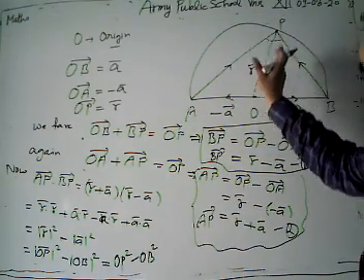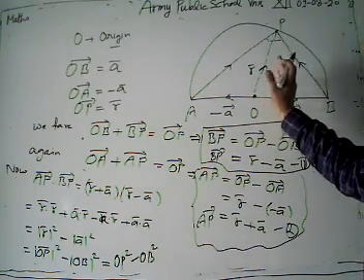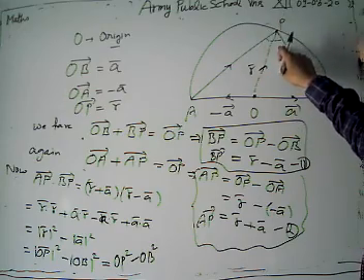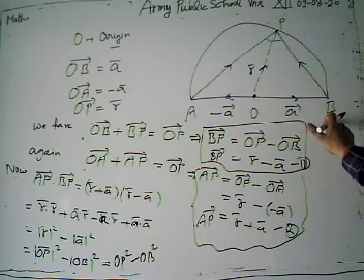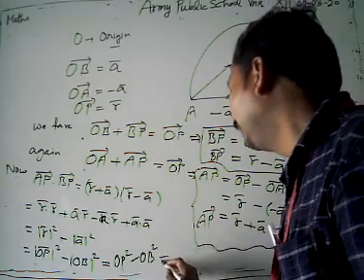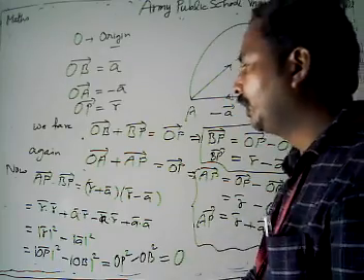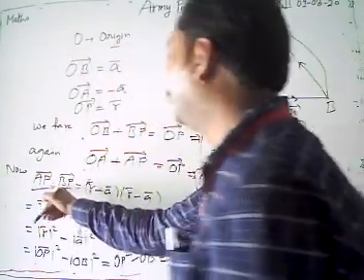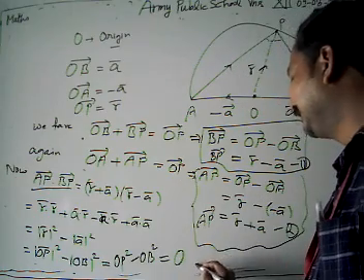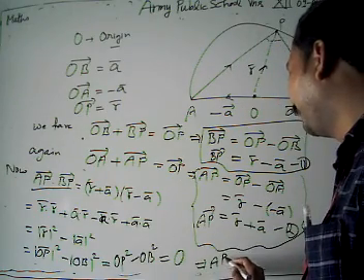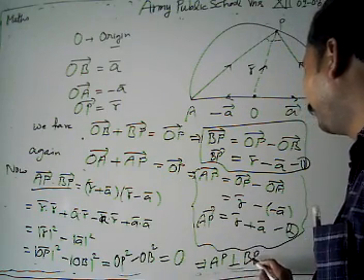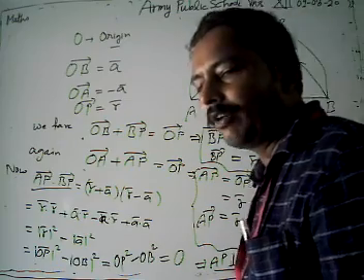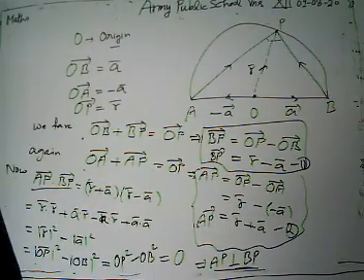Look, our OP is what? It's the radius of the semicircle. OB is also the same length, the radius of the circle. Then the difference is what? It's 0. Now look, what we showed is AP dot BP is 0. This implies that our AP is perpendicular to BP, which is our required result.